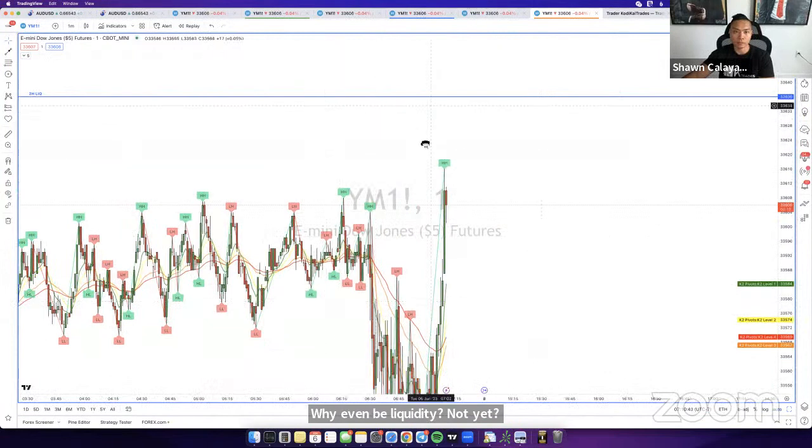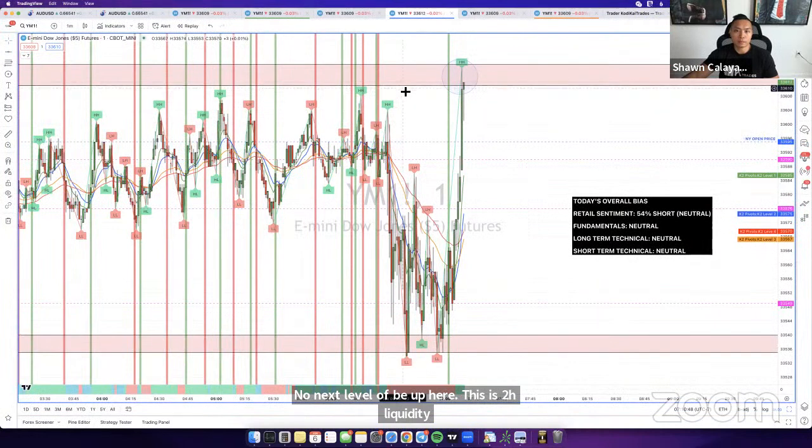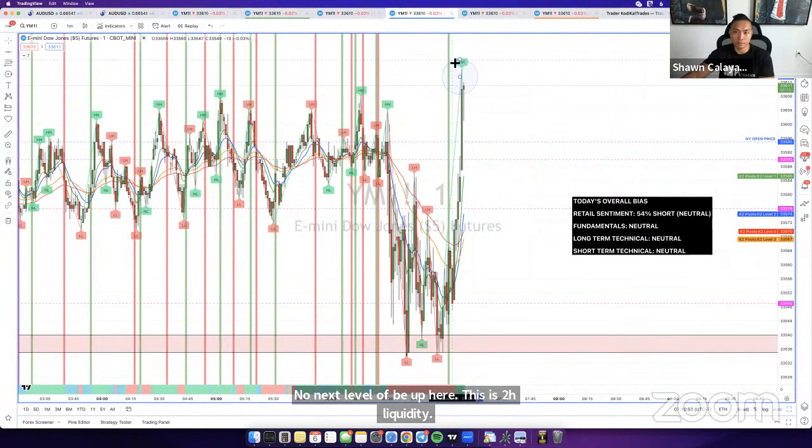Now, the next level of liquidity is going to be up here. This is 2-hour liquidity. But it's basically where price is rejecting off. We'll just keep following it. I mean, this is a big push right here.